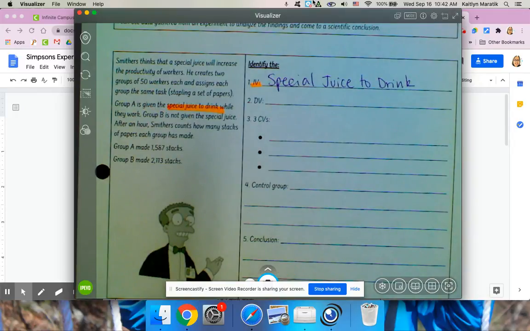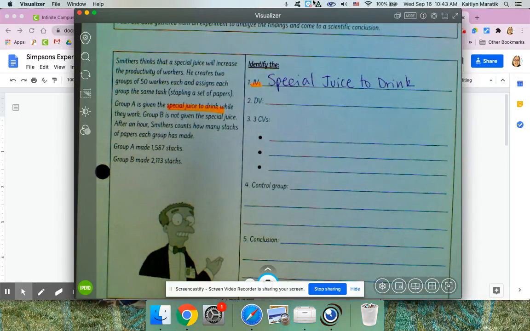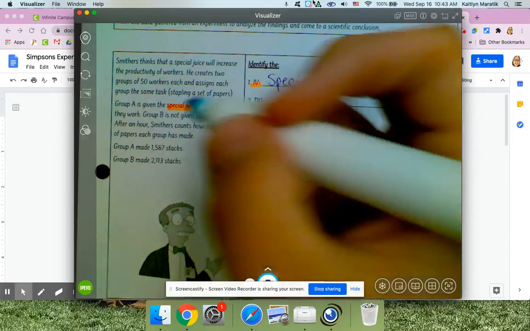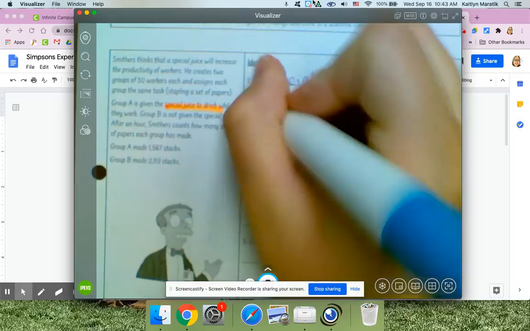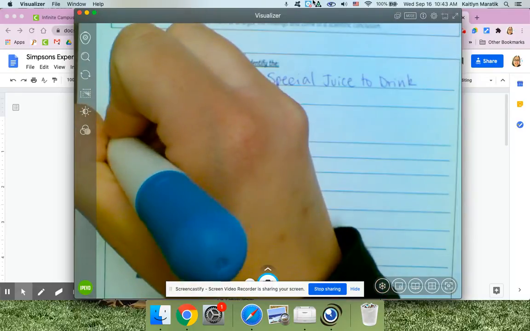As a result of this, what are we looking to observe? What is depending on us changing that one thing? What we're looking to observe, or what we're looking to calculate or get our data from, is how many stacks of papers are made.